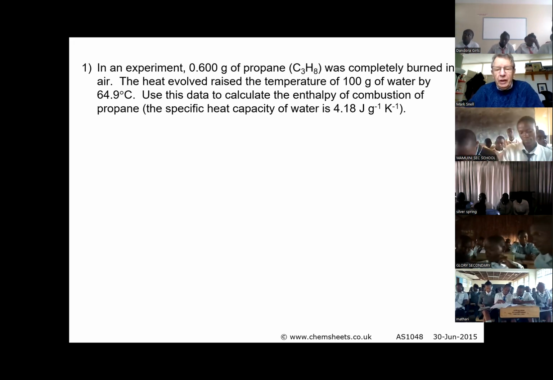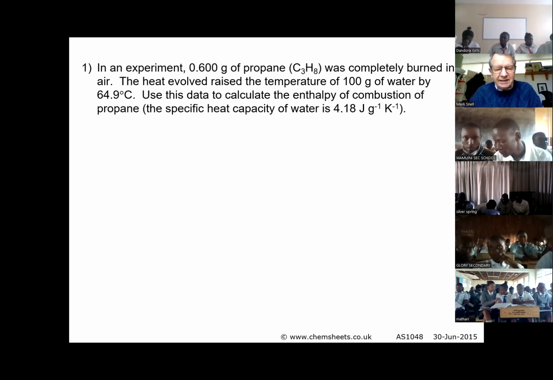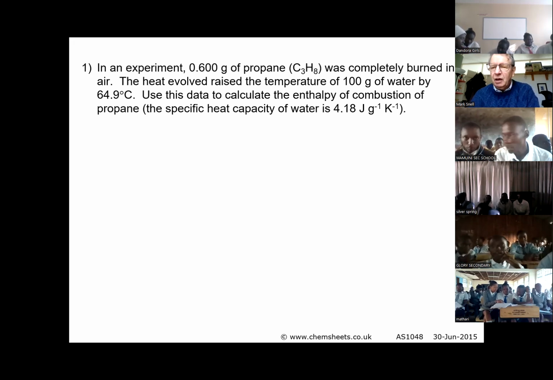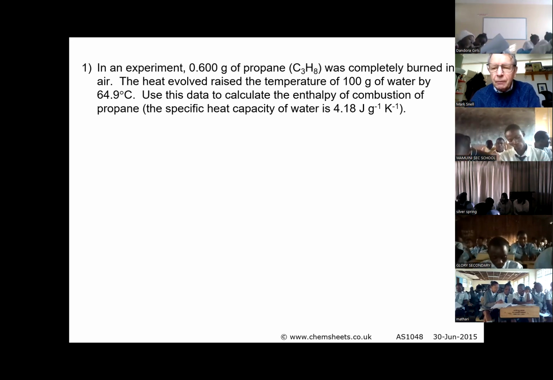Let's find Q. Q equals the mass of water times the specific heat capacity, which is at the bottom, times the temperature rise. That's easy. It will give you a big number, something a little bit over 25,000 joules or 25 kilojoules. Then you need to work out the number of moles, and then you need to divide Q by the number of moles.